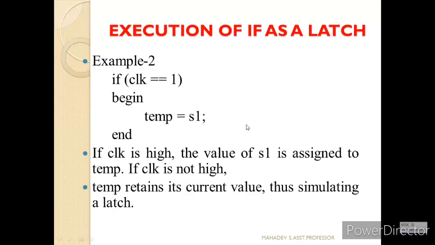Now, let us see it working as a latch. If clock is equal to 1, S1 is assigned to temp. What about the other case? We are not assigning anything. In a latch, this statement works only on level triggering. If clock is equal to 1, this is a level trigger, and that's why we declare this particular statement as a latch. So if clock is high, the value of S1 is assigned to temp. If clock is not high, temp retains its original, that is, previous value, thus simulating a latch.